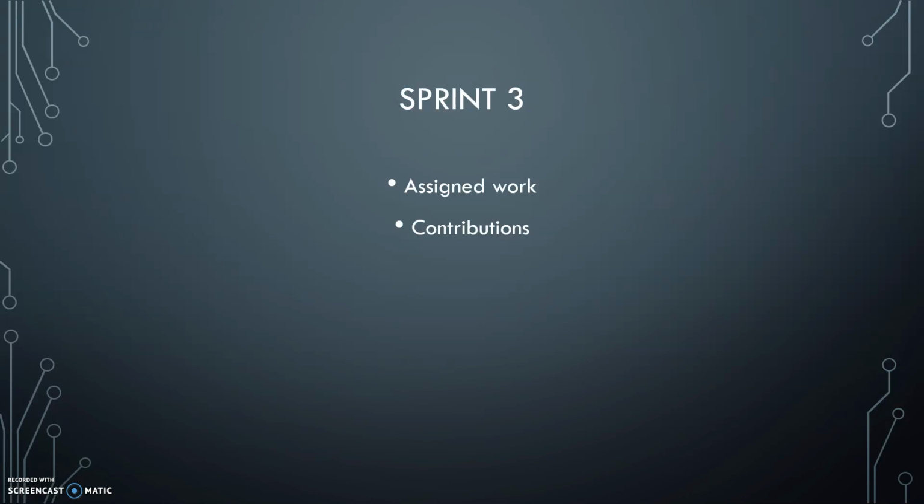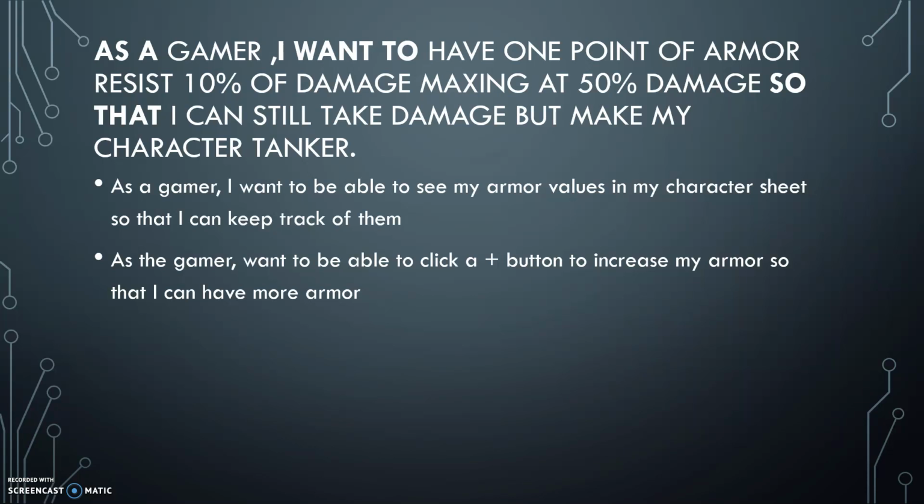In Sprint 3, we'll cover a couple topics: assigned work and contributions. For assigned work, we have: as a gamer, I want to have 1 point of armor and resist 10% of damage, maxing at 50% damage, so that I can still take damage, but make my character tankier.